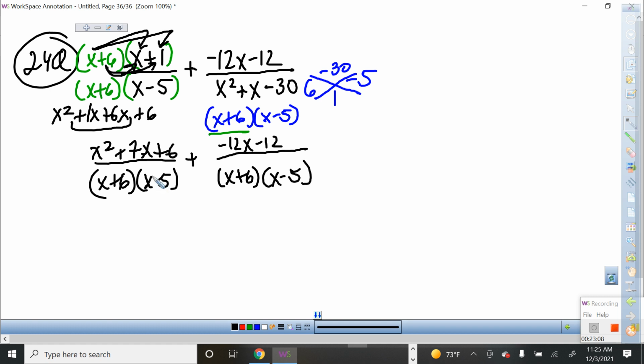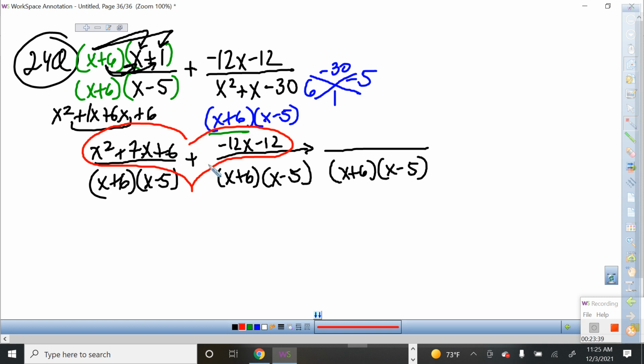Alright, so am I done? No, now we can add. Both fractions become 1, so my common denominator for both was x plus 6, x minus 5, and now I can focus on the numerator and combine the numerators. This and this.